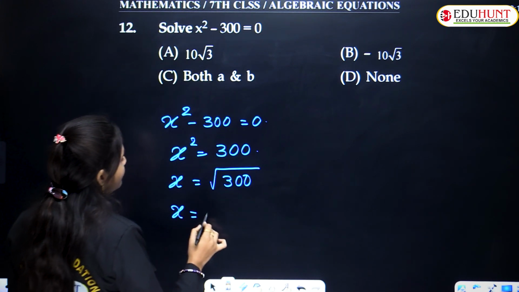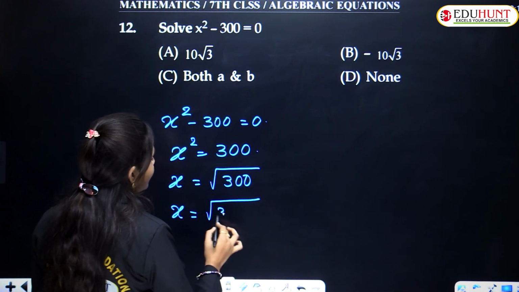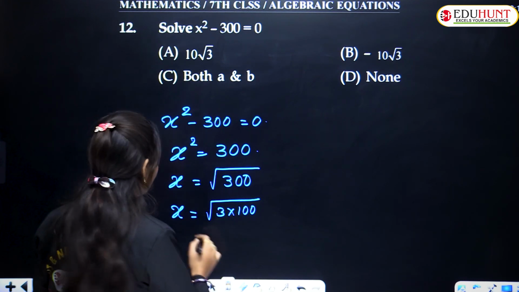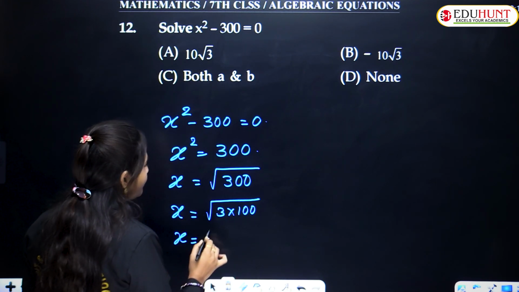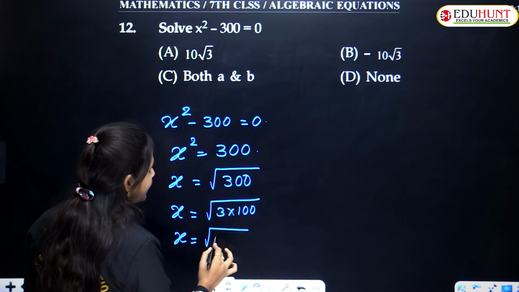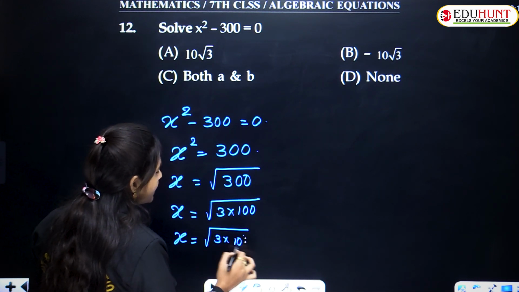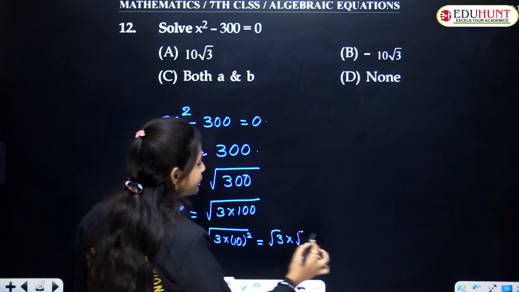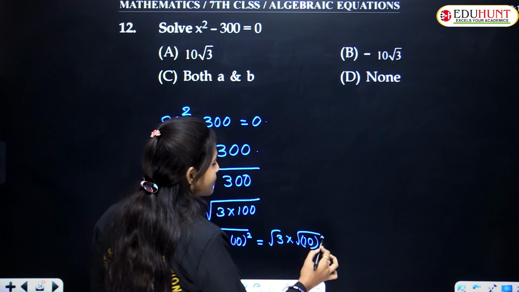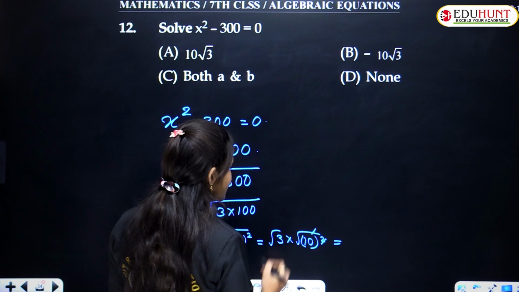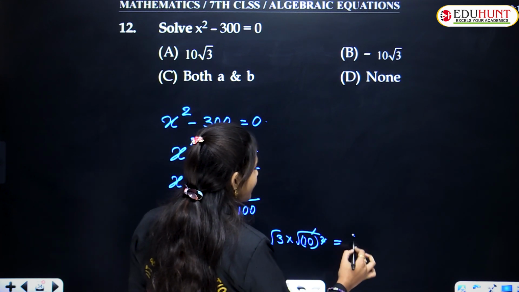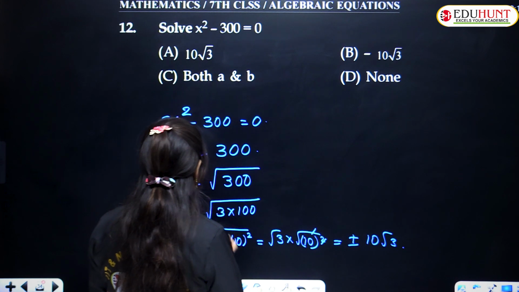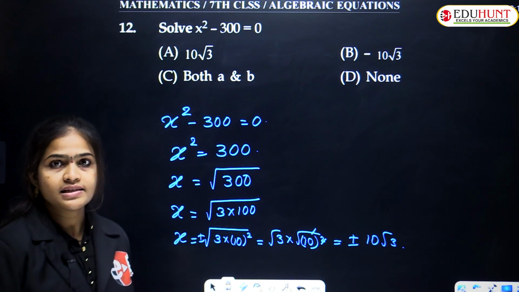So here x is equal to square root of, we can write this as 3 into 100, which is 3 into 10 square. We can write this as root 3 into square root of 10 square. So square and root get cancelled. So we have plus or minus 10 root 3.